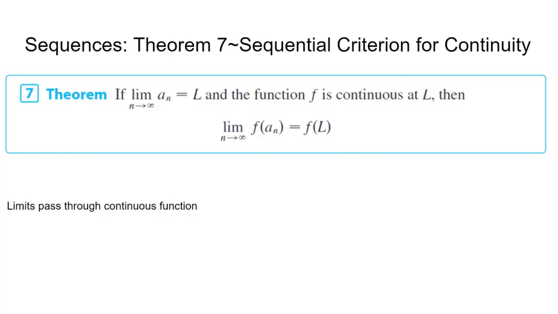I actually don't know if I should call this the sequential criterion for continuity. I'm not sure if that's the same. This might be slightly different, but I had a feeling that it was, so I went ahead and put it. Anyways, so we have this theorem. If the limit of a sequence equals L and a function is continuous at that limit value, then the limit passes through the function. We can just look at the limit of a_n as n goes to infinity, that equals L, so this is f of L.